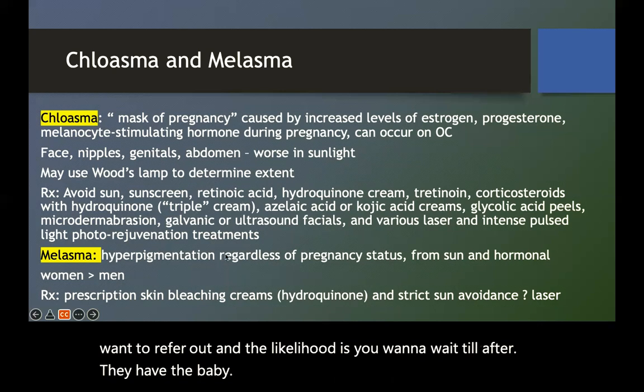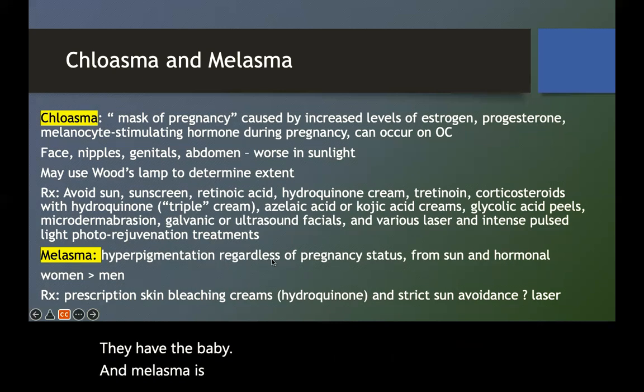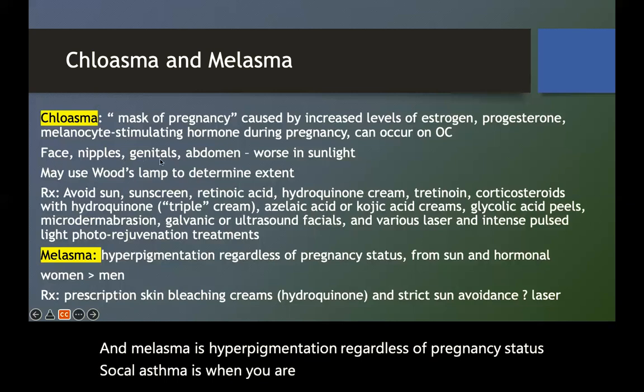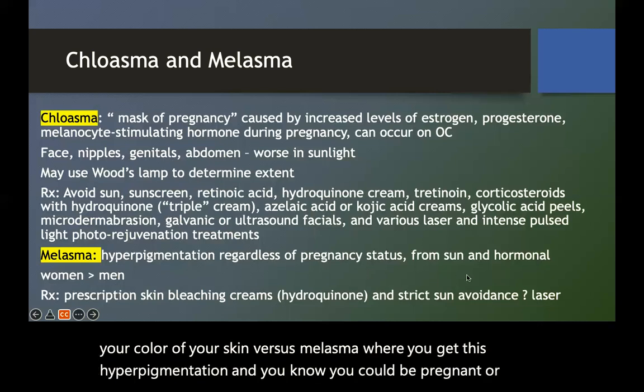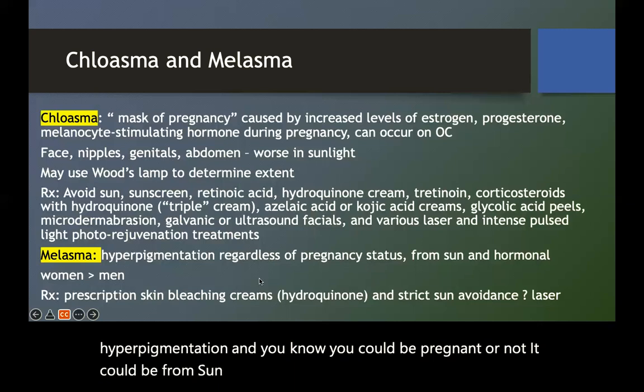And melasma is hyperpigmentation regardless of pregnancy status. So chloasma is when you are pregnant and you get this changing of the color of your skin, versus melasma where you get this hyperpigmentation and you could be pregnant or not. It could be from sun and hormones.